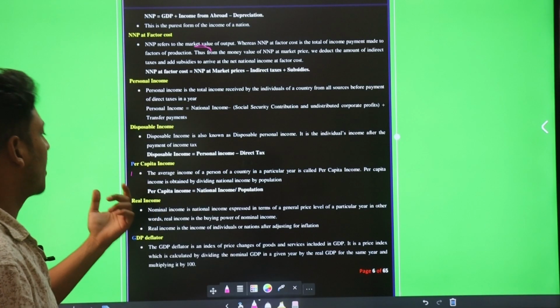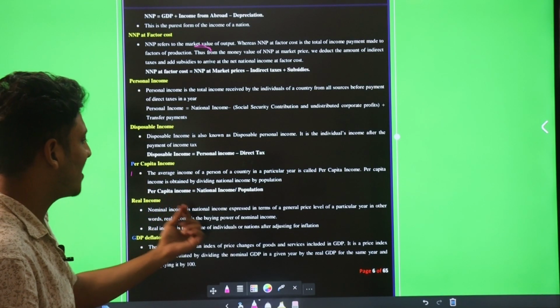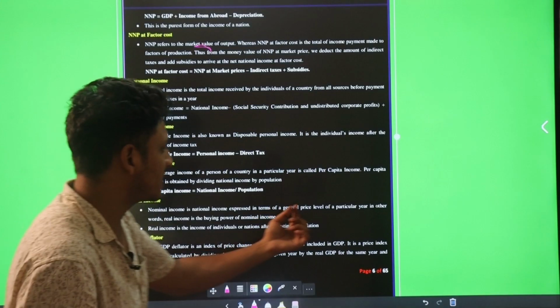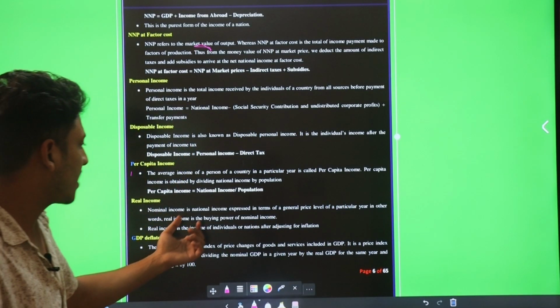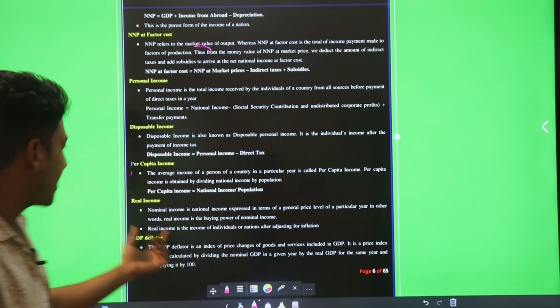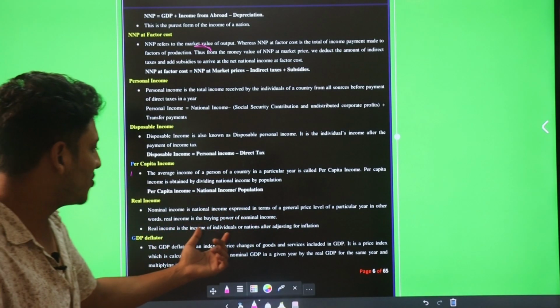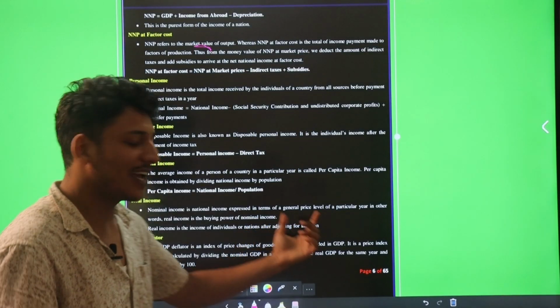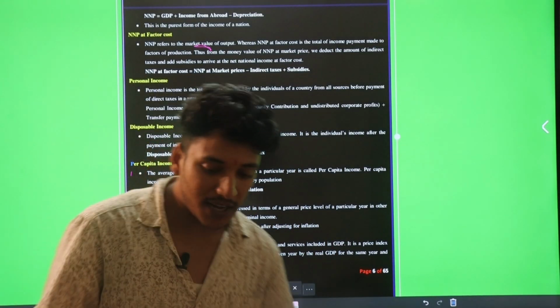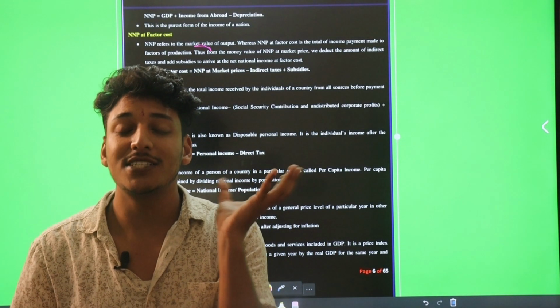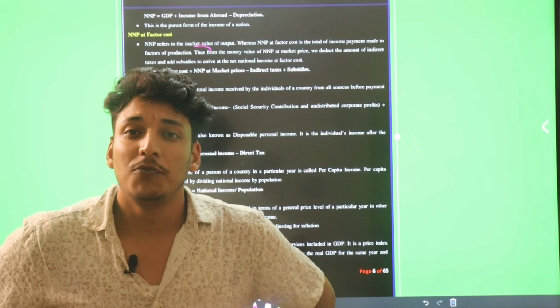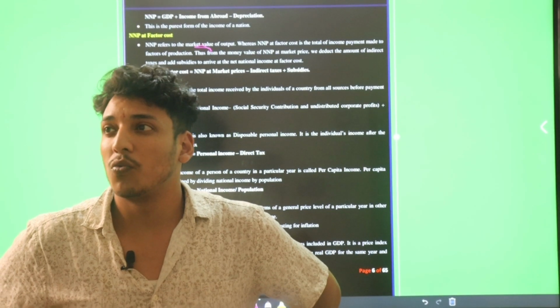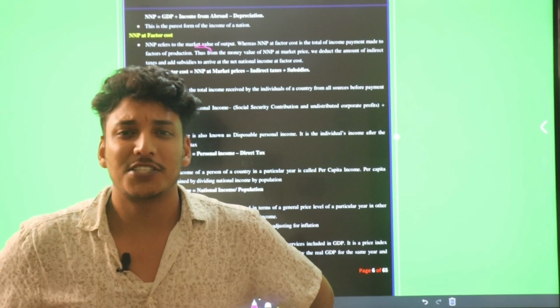Okay, real income. A nominal income is national income expressed in terms of general prices in a particular year. Real income is the income of an individual or nation after adjusting for inflation. Basically, real income is that which is in your hand, income which comes after adjusting inflation.